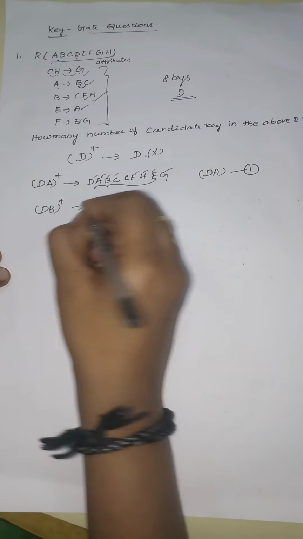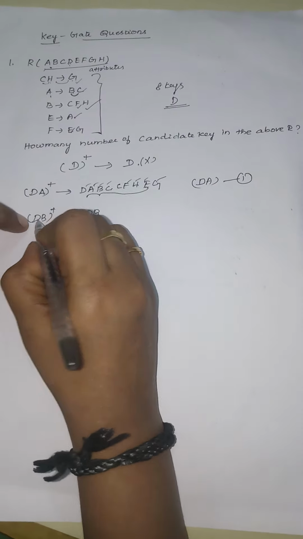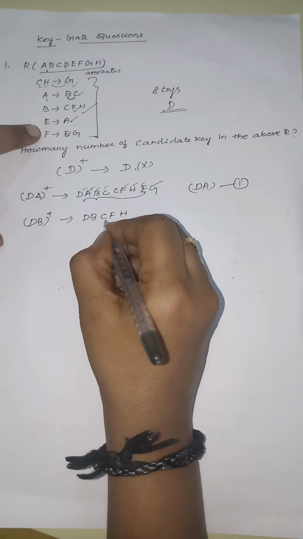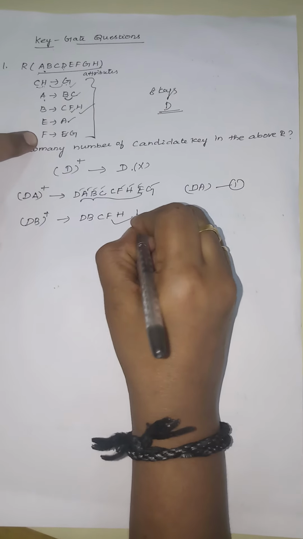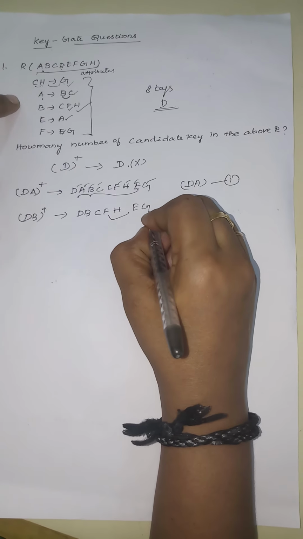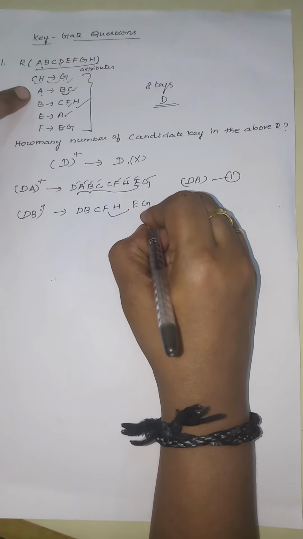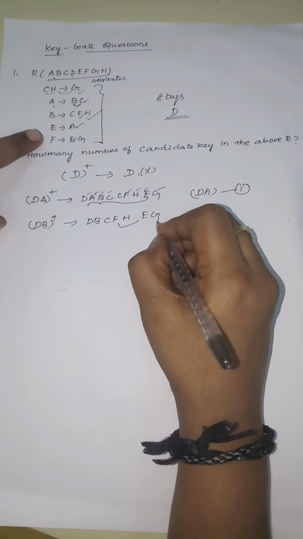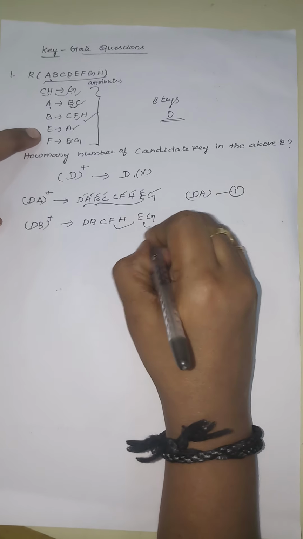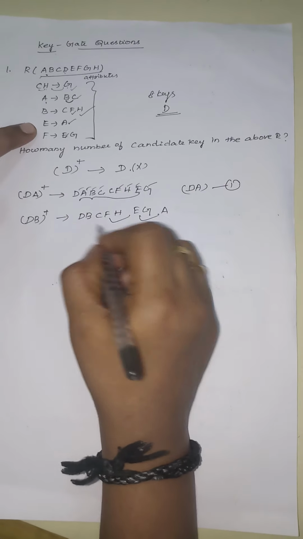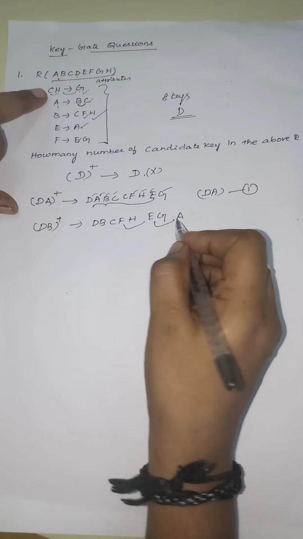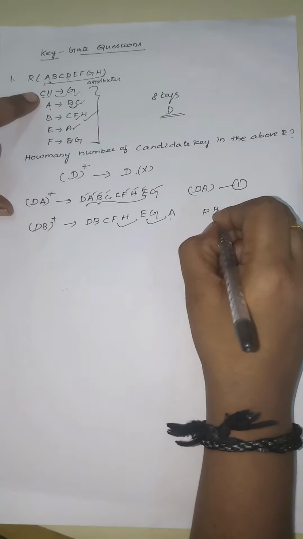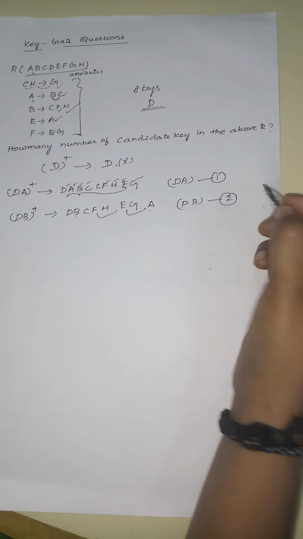So I am applying the closure property on DB. Then D is there, B, C, F, H. Then F is there, so that is E, G. Then A is there. Then what is the next key? E is there, A. So all the attributes will be coming in the relation R: A, B, C, D, E, F, G, H. So DB is the possible candidate key 2.